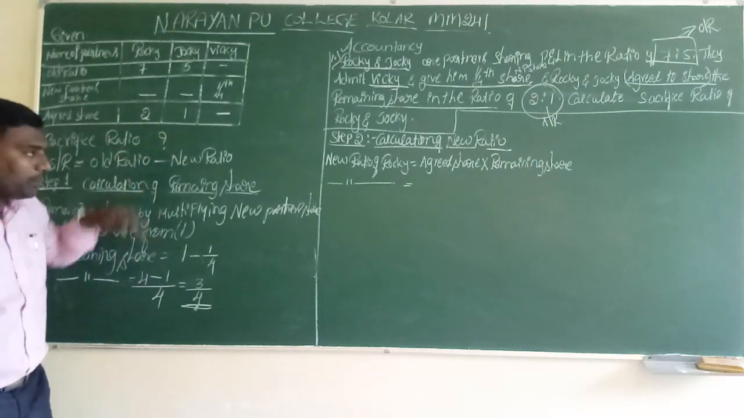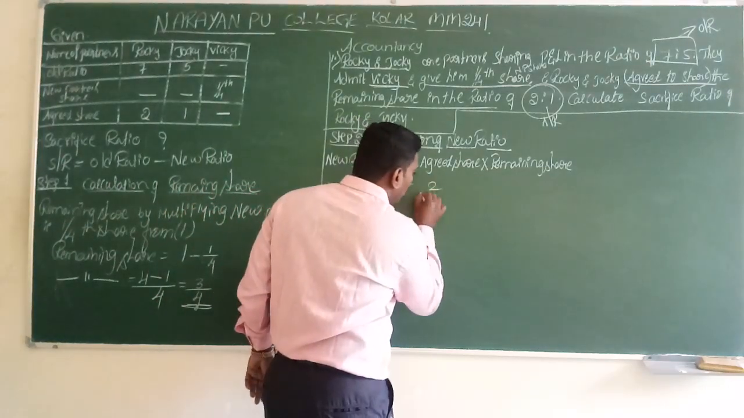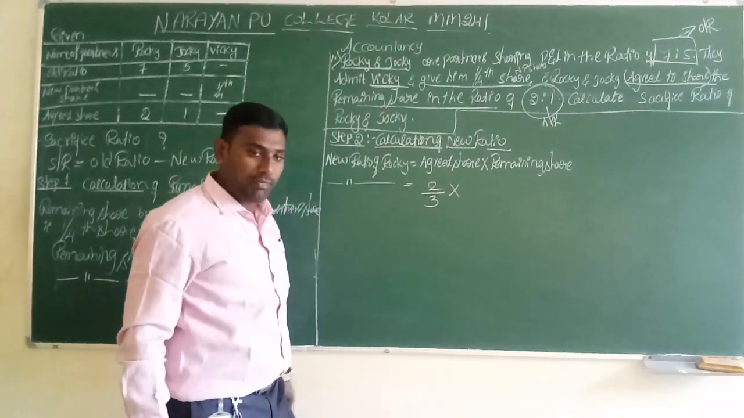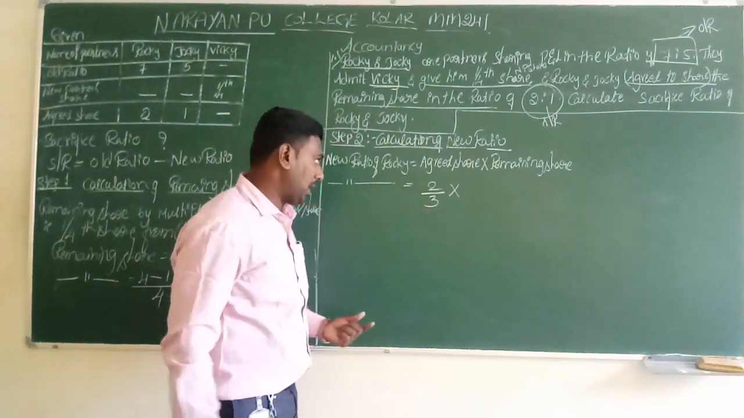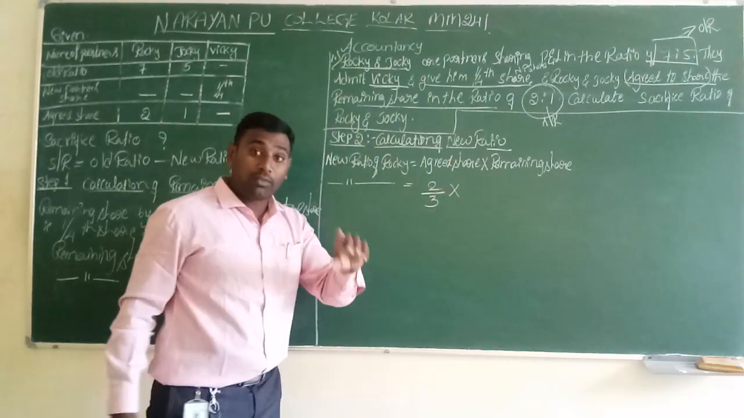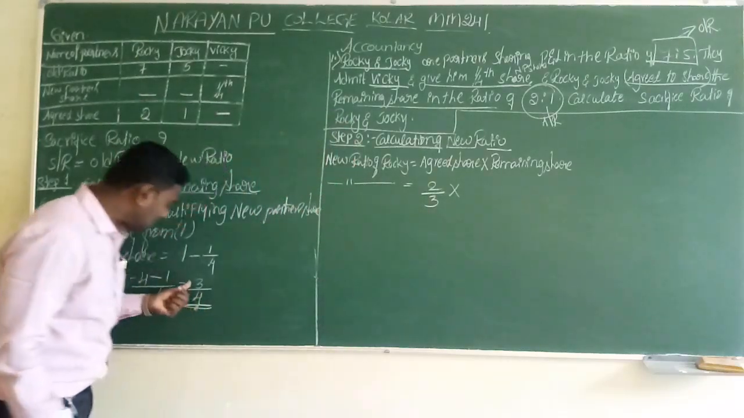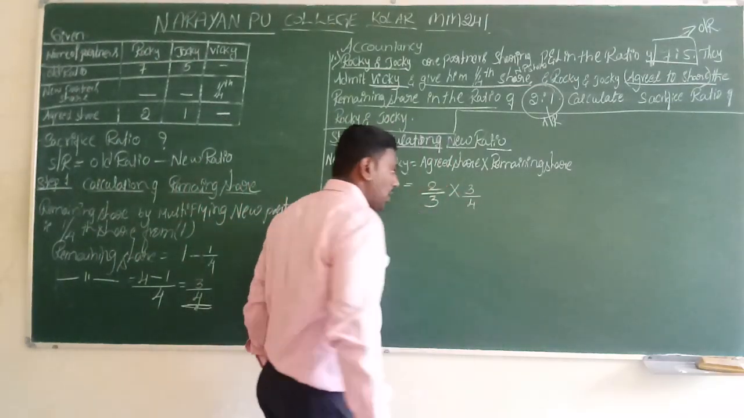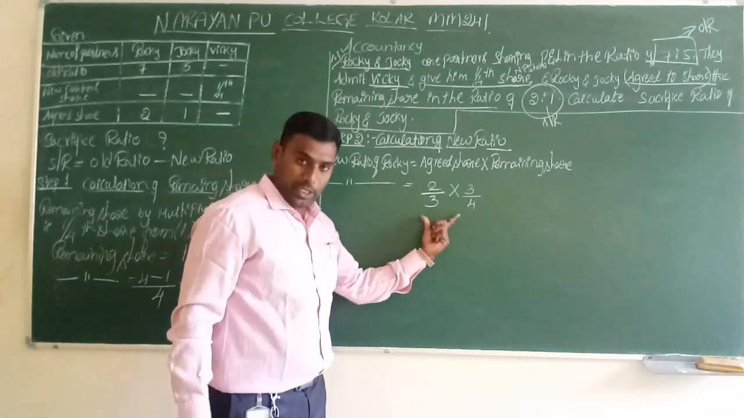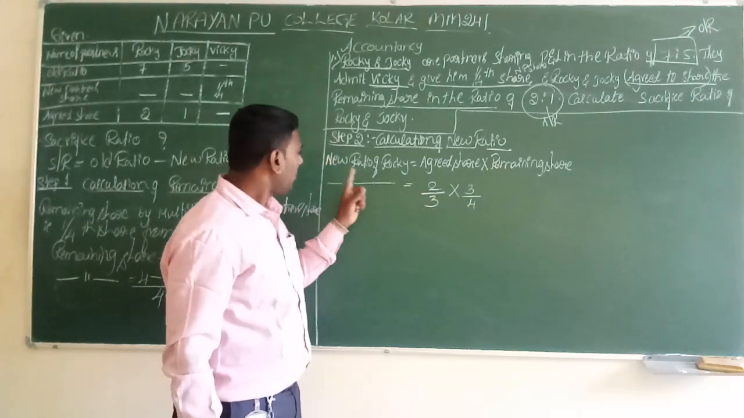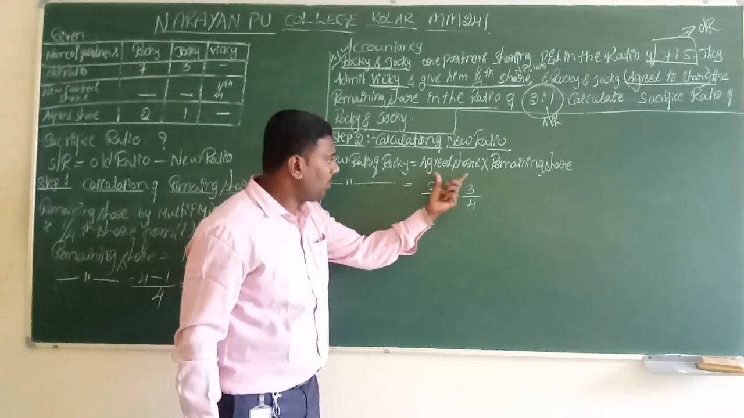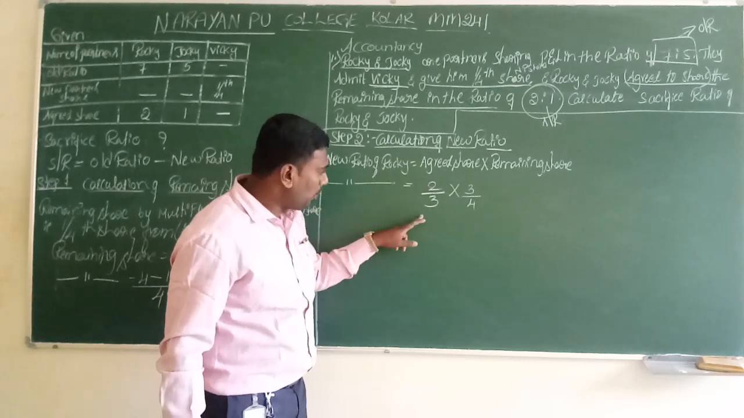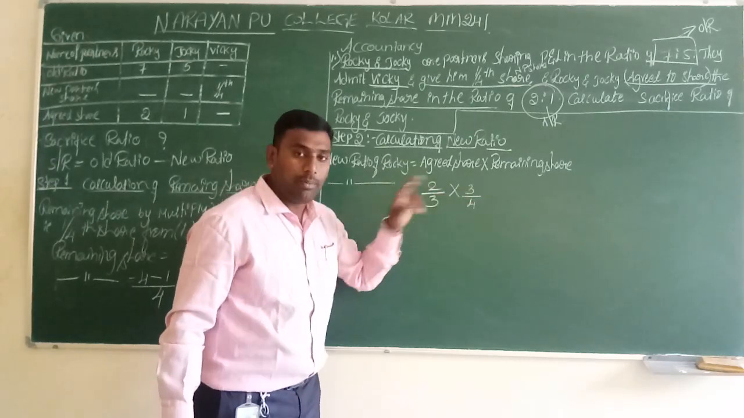So 2 by 3 and 1 by 3 are available. Therefore, 2 divided by 3, and in the middle of the fractions we should write the multiplication symbol, and also the remaining share that we calculated in step number 1, that is 3 divided by 4. So this will be considered as the agreed share. Here we want the new share, so the formula is agreed share into remaining share. Therefore, 2 by 3 into 3 divided by 4.